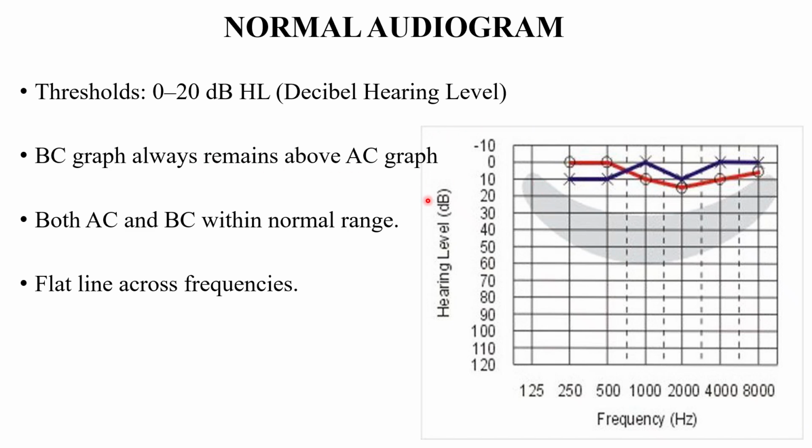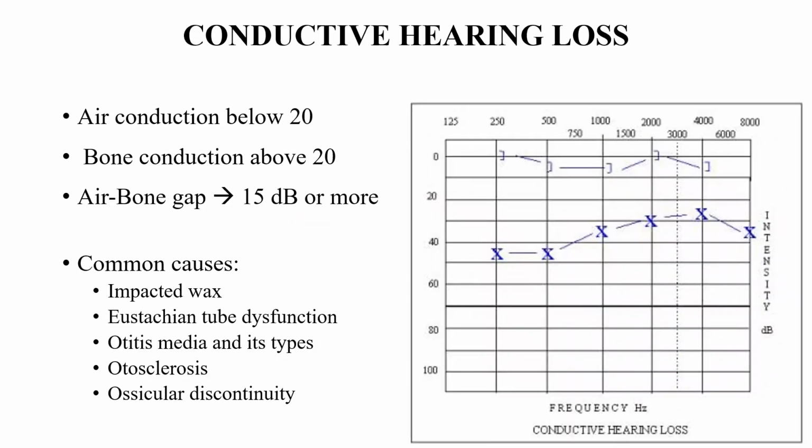So the amount of intensity that has to be raised above the normal level is the measure of degree of hearing impairment at that frequency. We'll come to that in the next slide. So bone conduction, as I already mentioned, always remains above air conduction, and both AC and BC will be within normal range, and there will be a flat line across all frequencies, showing that it is a normal audiogram.